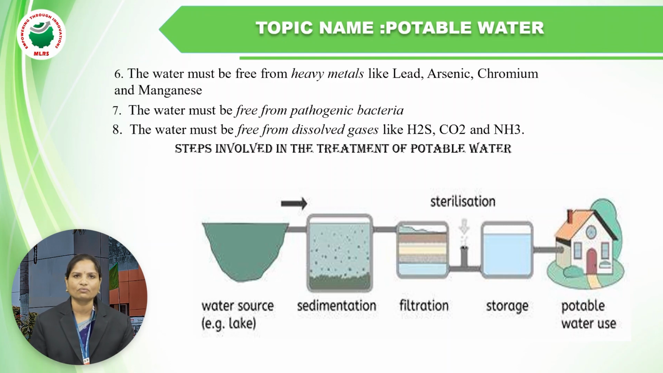In these sources of water, if any impurities are there or any bacteria or any metals are there, then we have to eliminate them or treat them using treatment methods. Then that water can be utilized for our domestic and also industrial purposes. So the next topic we have to discuss is the steps involved in the treatment of potable water.